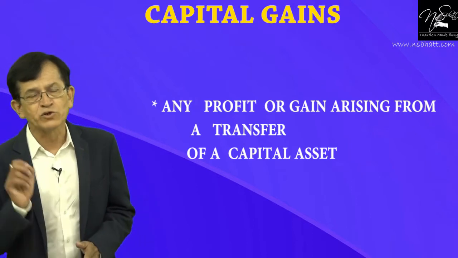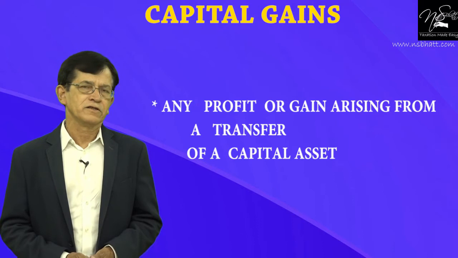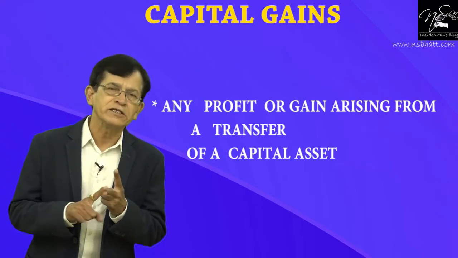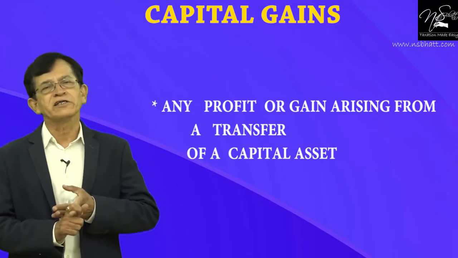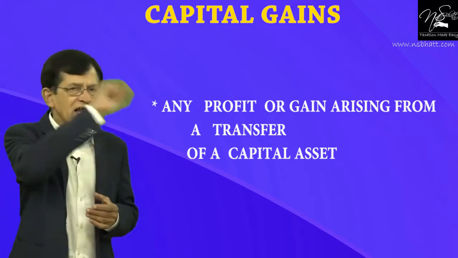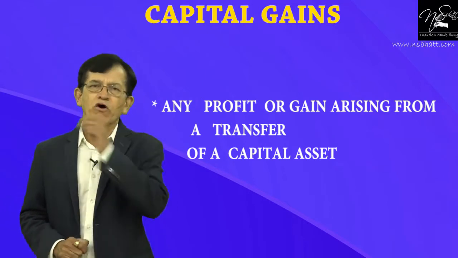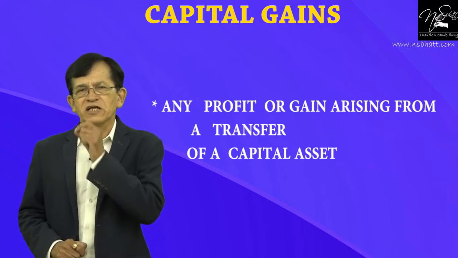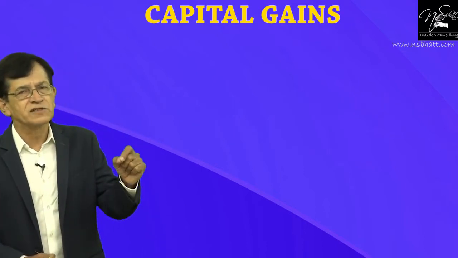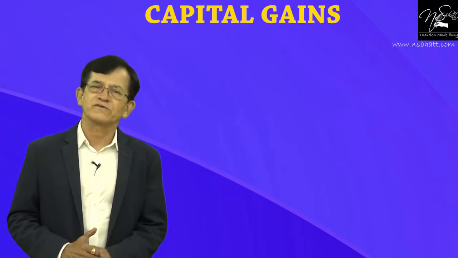Transfer is 2(47). The definition section is always 2. So capital asset was 2(14) and transfer is 2(47). If you read the first line in the bare act, it says what? Transfer means and includes, in relation to capital asset, as follows.